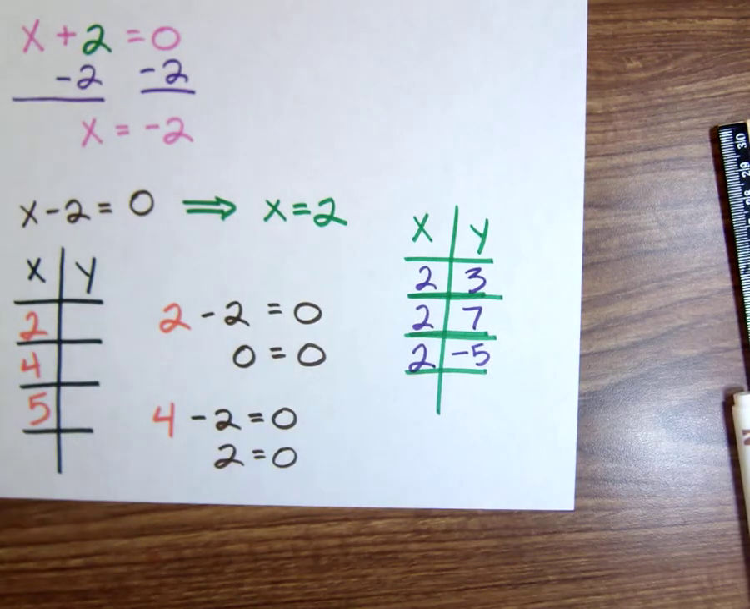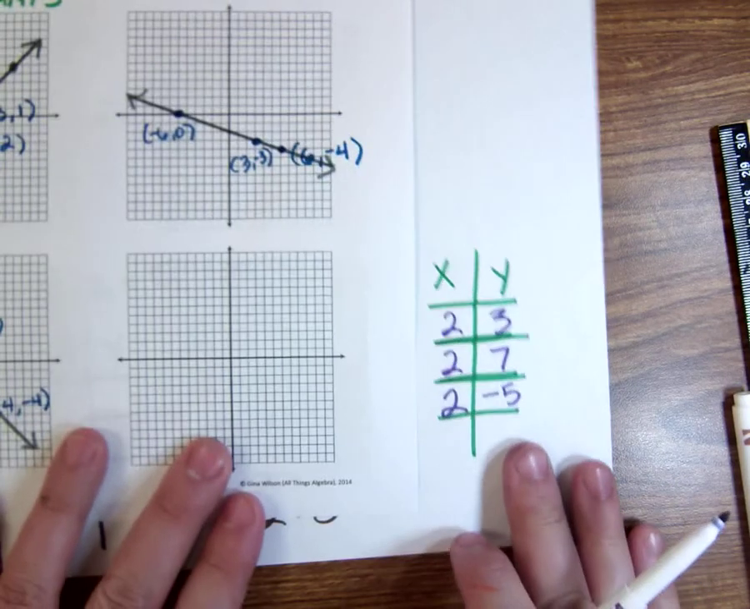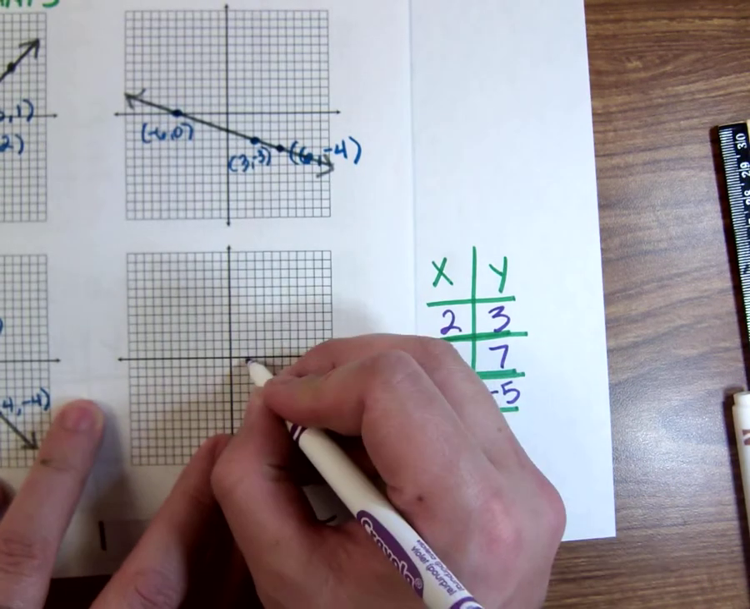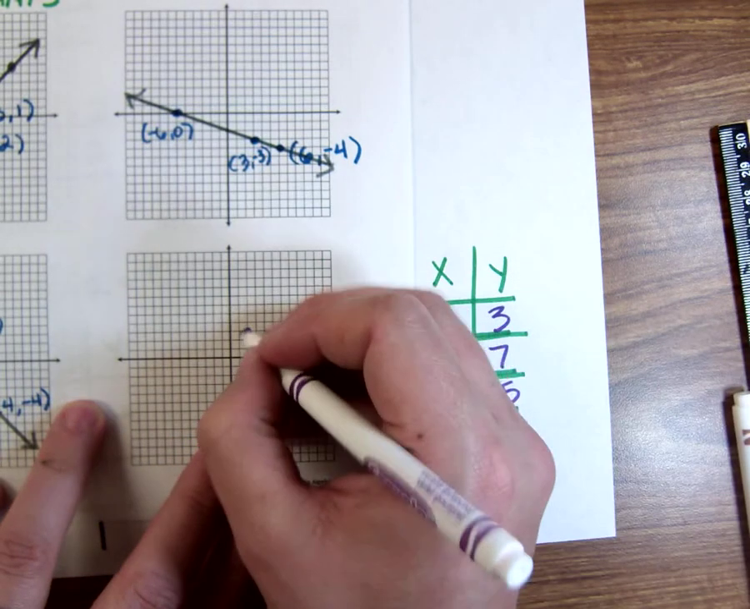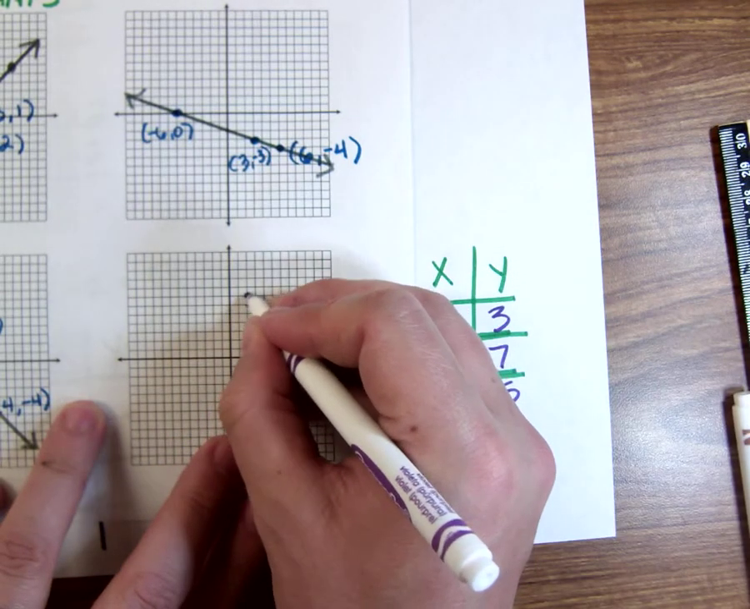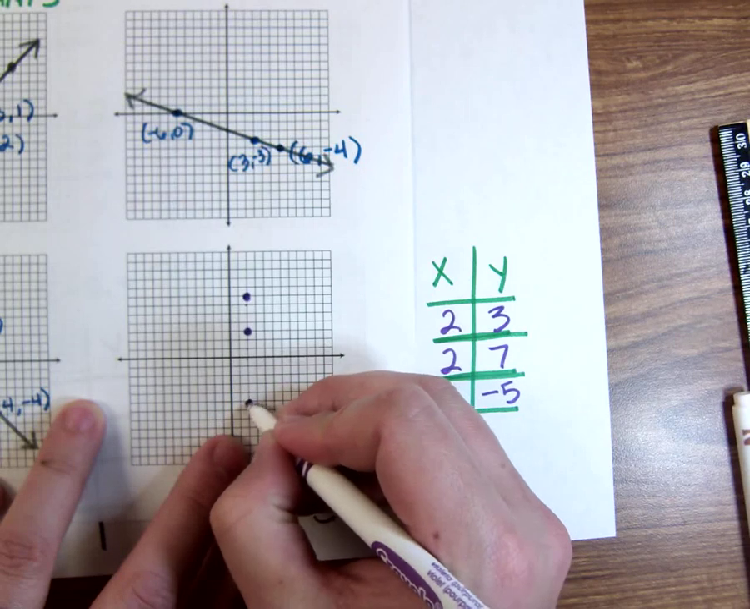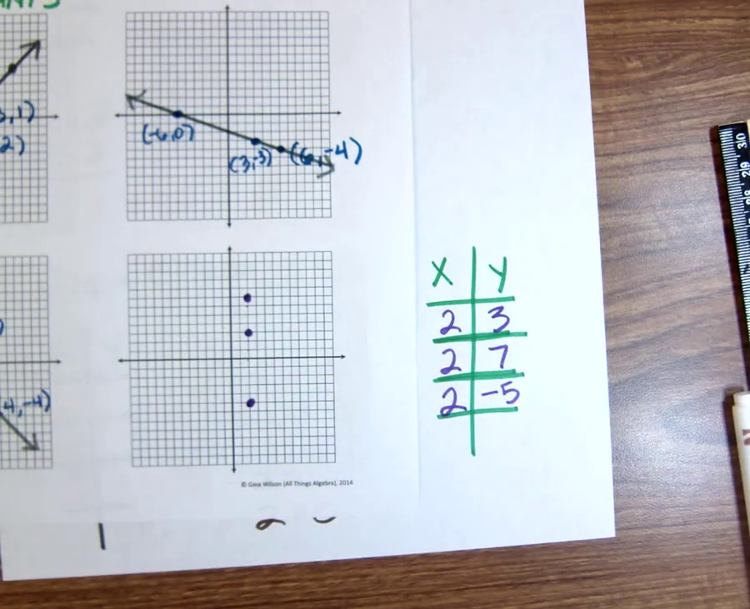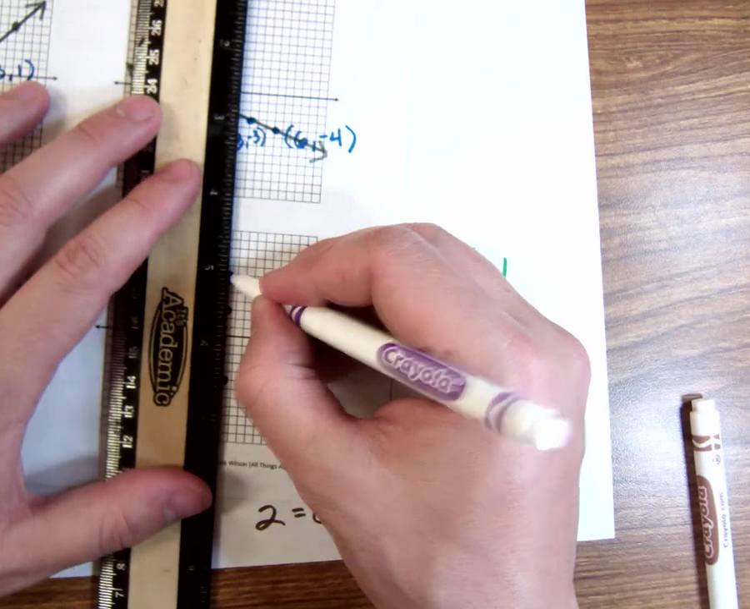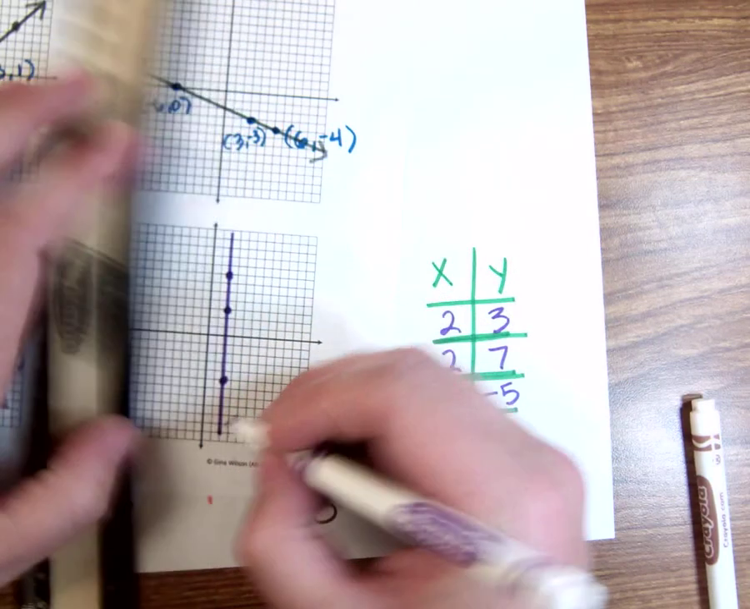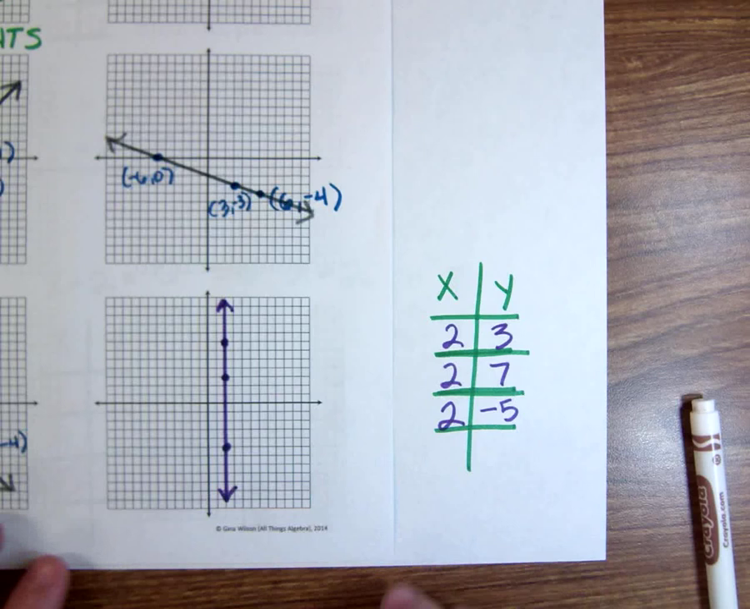So let's see what this looks like when I graph it. My first point is 2, 3. My second point is 2, 7. And my third point is 2, negative 5. Hey, it's straight up and down. When you do not have a y in your equation, when it's just x equals a number, this is always what it looks like. It's a vertical line, just like that.